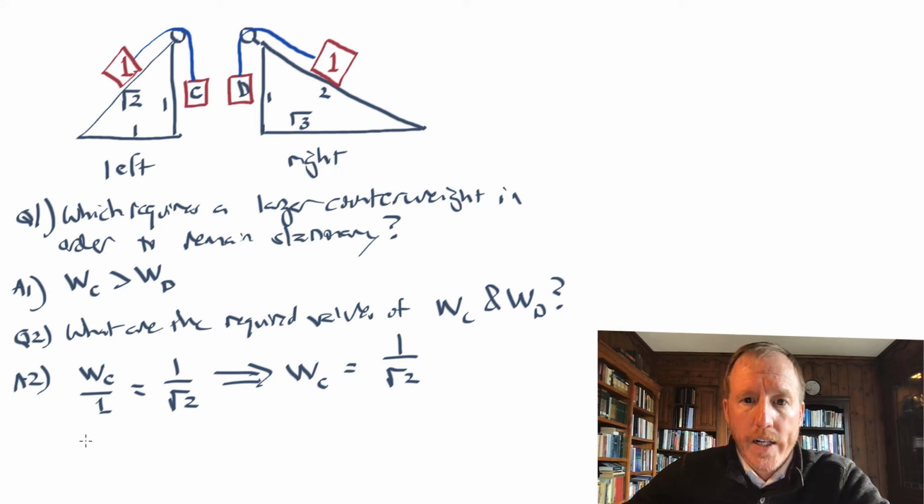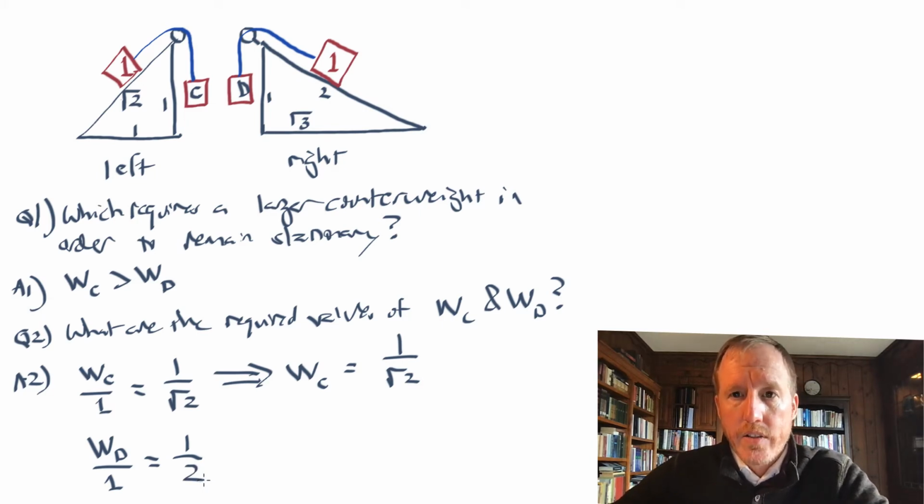And what about on the right? Well, similarly, the weight of block D is to the weight sitting on the ramp, that is 1, in the same ratio as 1 to 2. That is the vertical line segment length compared to the line segment length of the ramp. Or in other words, the weight of block D is going to be 1/2.